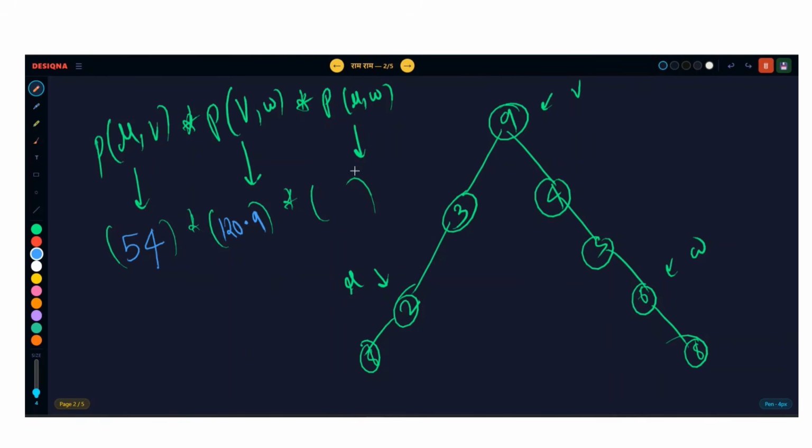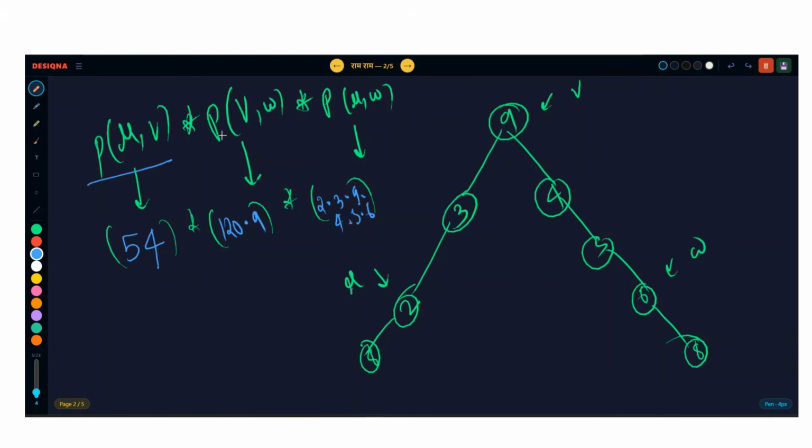Leave this, we will write it later. P of U to W is the multiplication of all these values, like 2 into 3 into 9 into 4 into 5 into 6. So just to check whether this triplet is valid or not, it is taking so much time. P of any two nodes is nothing but go from that node to the other node and calculate the multiplication of all the values. And as you are dealing with a tree, only a single path is possible from any node U to any node V.